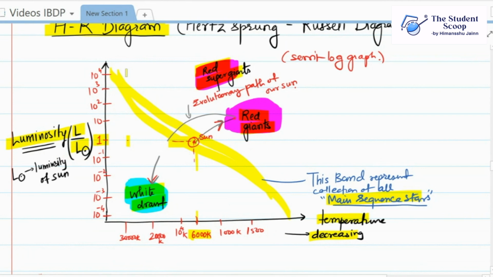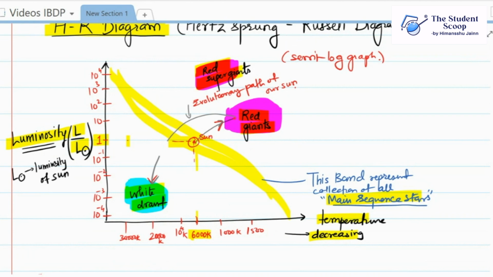Now, this yellow line that I have drawn is a band that we call the main sequence stars. All the main sequence stars have hydrogen at the core and are fusing it, and they're balanced for billions of years. So these are the main sequence stars. Our star is in the main sequence stage, and it will remain so for another 6-7 billion years before it starts turning into a red giant.